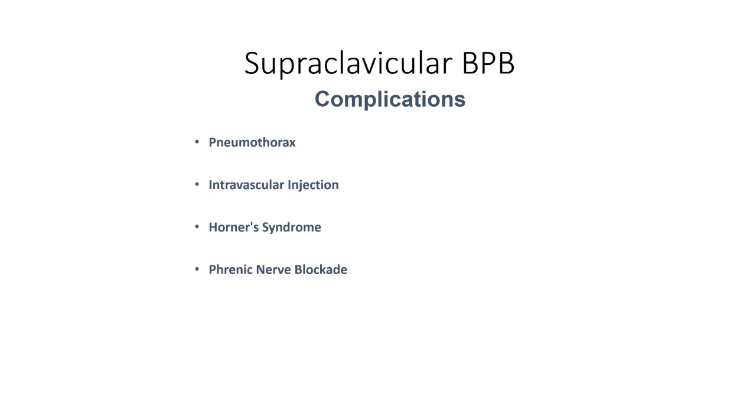You are injecting quite close to a blood vessel, so there is always a theoretical risk of puncturing that blood vessel and causing intravascular injection. It can cause Horner syndrome and it can cause phrenic nerve blockade as well.